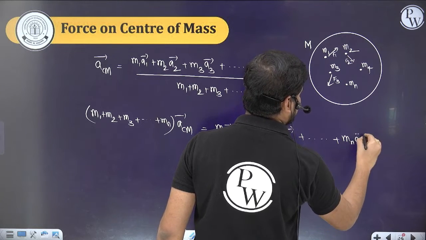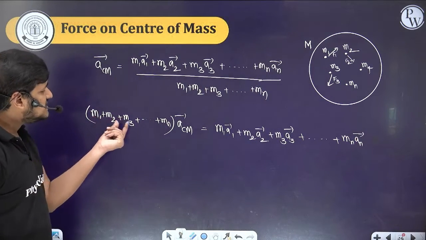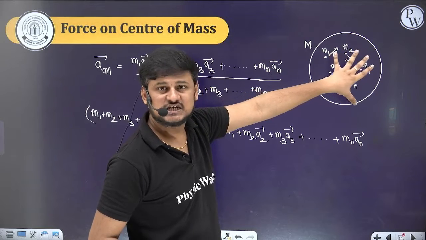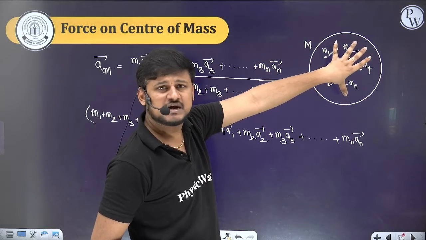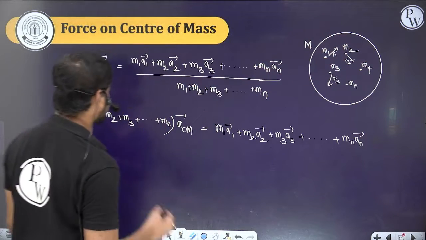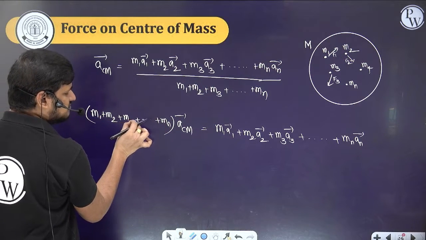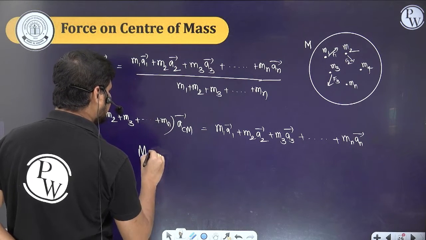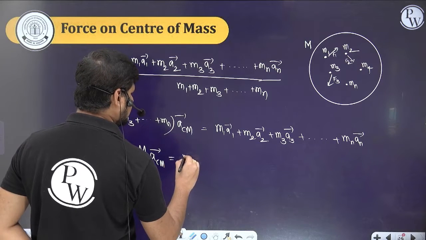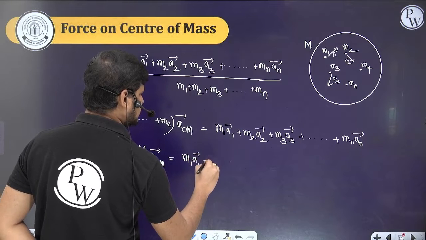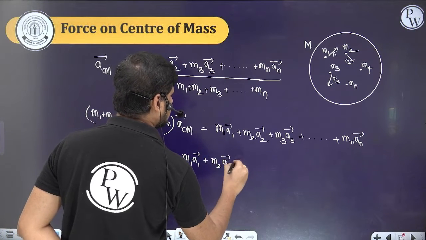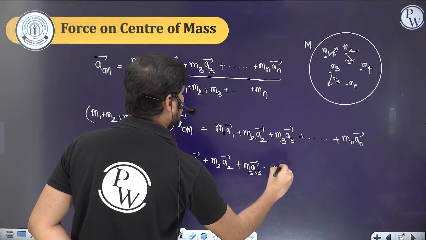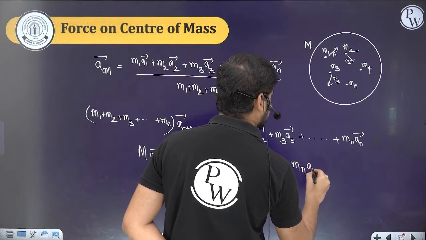Now this M1 plus M2 plus M3 till MN is nothing but the total net mass of the system. I considered a system where there are some N masses in it. So the whole system mass is capital M. So I can substitute the capital M: capital M into the acceleration of center of mass equals M1 A1 plus M2 A2 plus M3 A3, till MN AN.